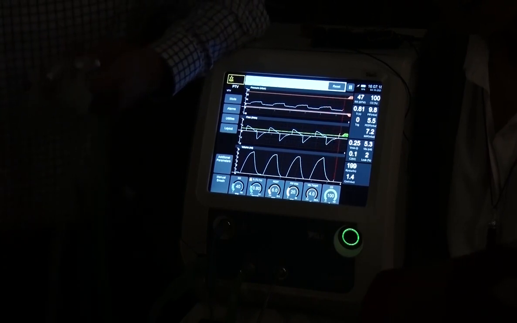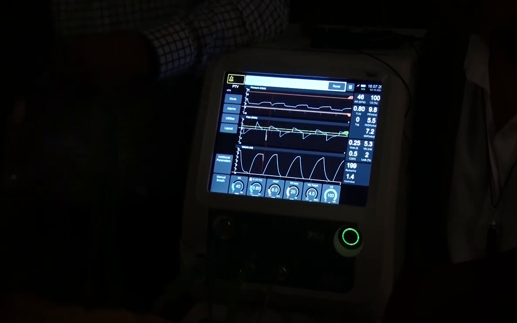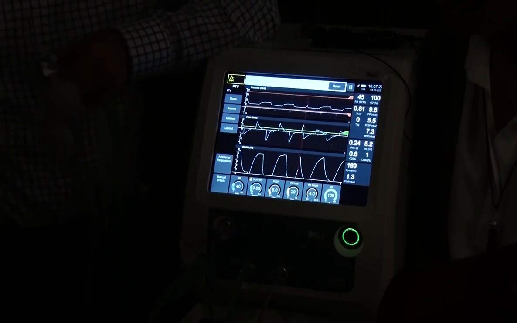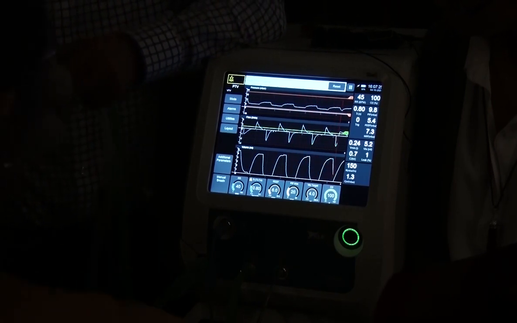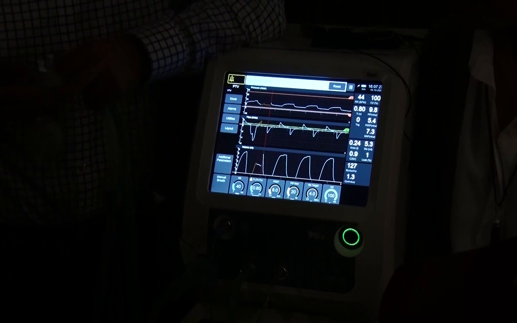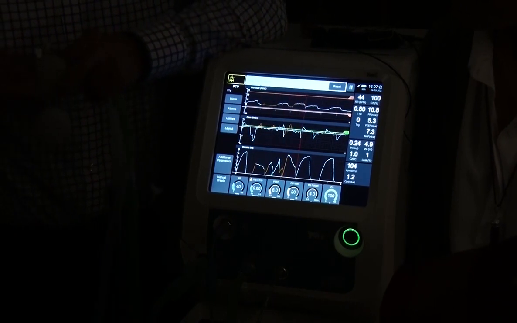So now we have a problem. That's too much resistance, right? Now we fix the resistance, we've unblocked our tube, and now you can see that our numbers are all wrong and we have to change them again. But what about this?